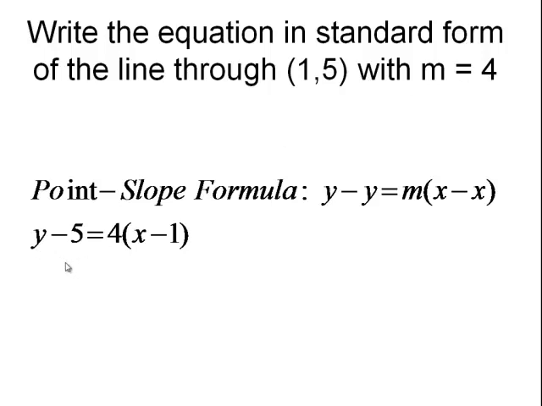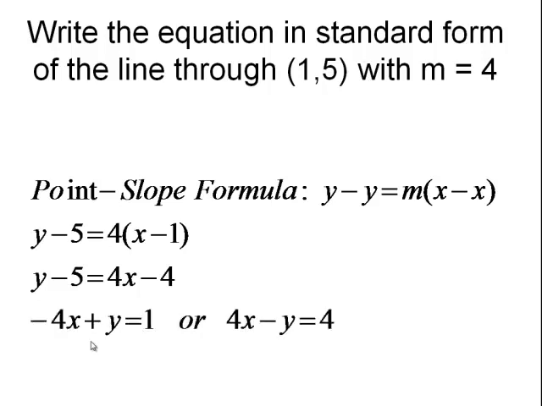Then, when you rearrange it, distribute: 4x minus 4. And which form did it want? It wanted standard. So you can move the 4x over, so you have negative 4x, then your y, move the 5 over, you get 1. Or, it usually likes to start with positive, so change all the pluses and the minuses: 4x minus y equals 4.